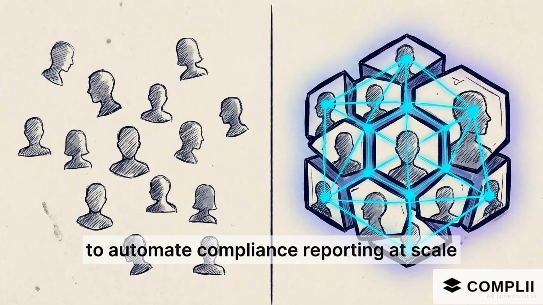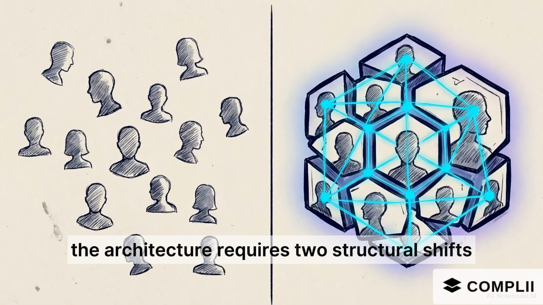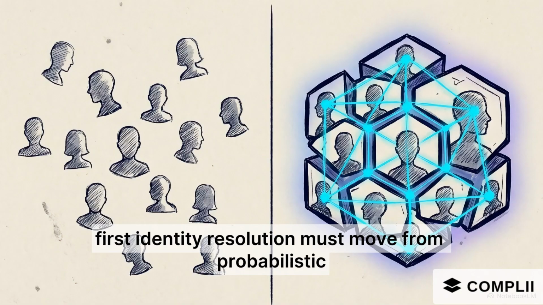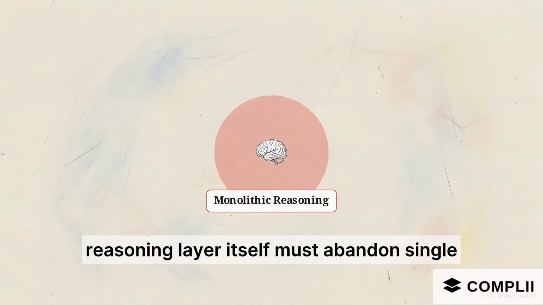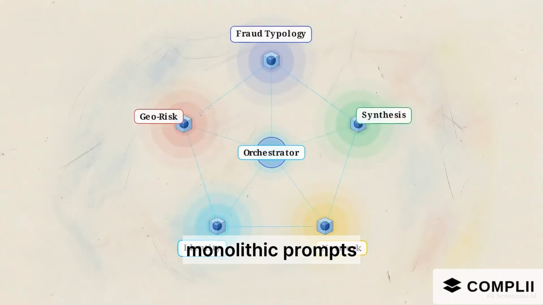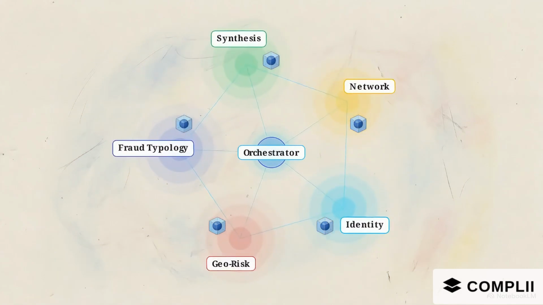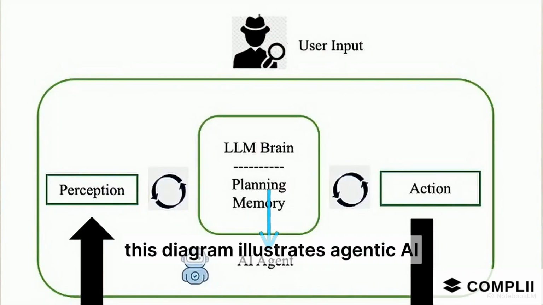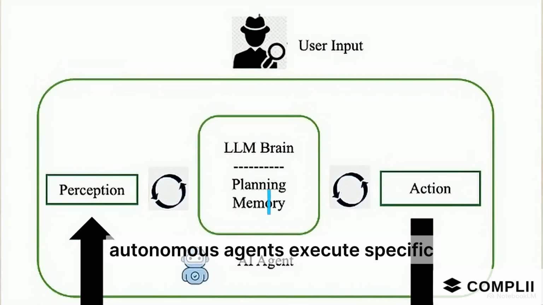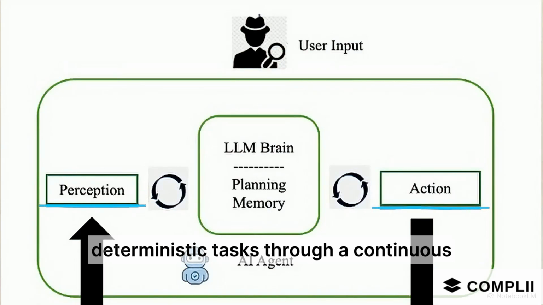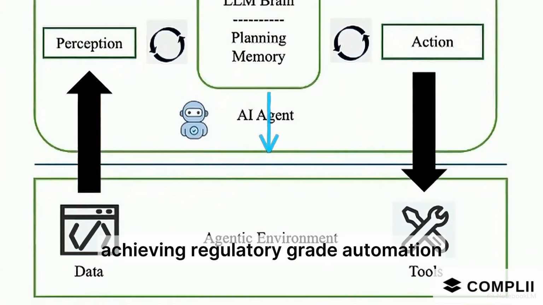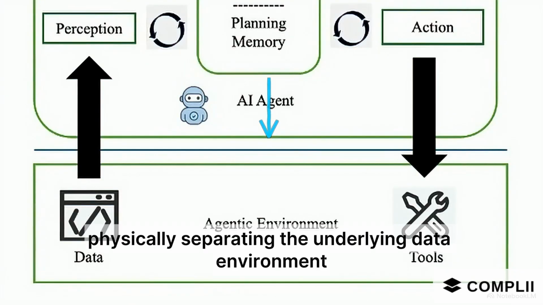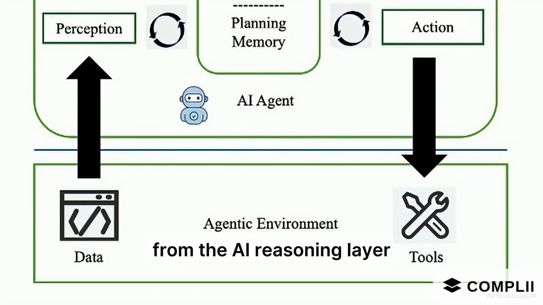To automate compliance reporting at scale, the architecture requires two structural shifts. First, identity resolution must move from probabilistic record screening to deterministic data clustering. Second, the AI reasoning layer itself must abandon single, monolithic prompts in favor of a multi-agent architecture. This diagram illustrates agentic AI, a distributed system where specialized autonomous agents execute specific deterministic tasks through a continuous perceive and act loop. Achieving regulatory-grade automation requires physically separating the underlying data environment from the AI reasoning layer.